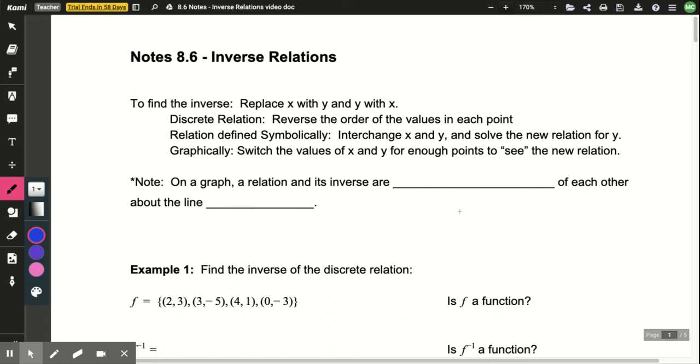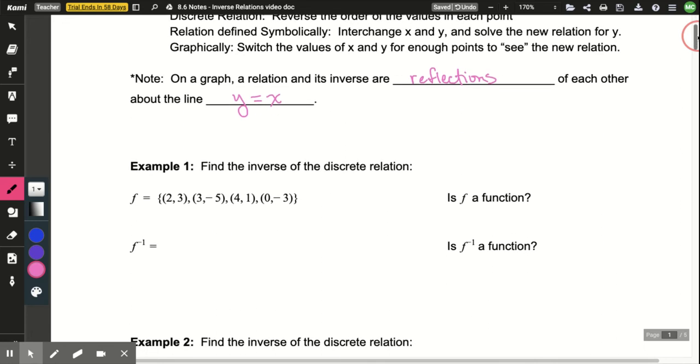And if you have it graphically, then you switch the values of the x and the y for enough points in order to see the new relation. So on a graph, a relation and its inverse are reflections of each other about the line y equals x. That's a result of the fact that you're switching the x and the y, so it flips across that line where y is equal to x. It's kind of a nice relationship there.